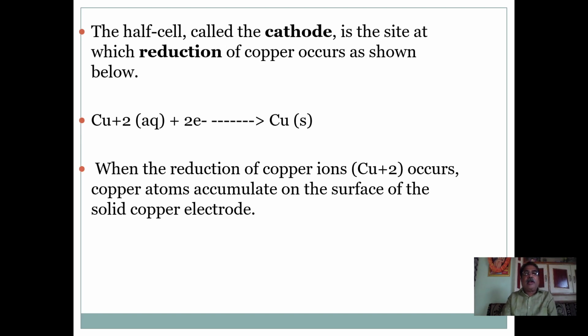The half cell called the cathode is the site at which reduction of copper occurs, as shown below. Cu+2 plus 2 electrons produce copper solid. When reduction of copper ion occurs, copper atoms accumulate on the surface of the solid copper electrode.